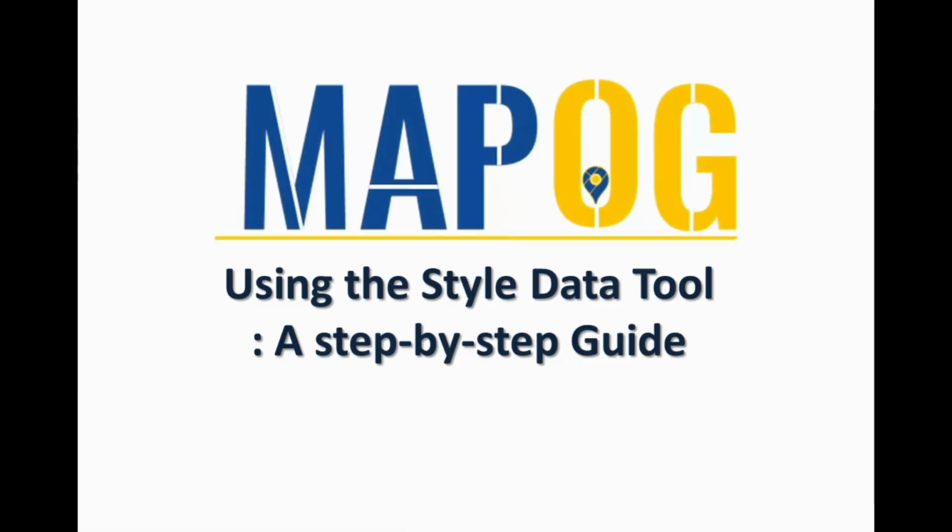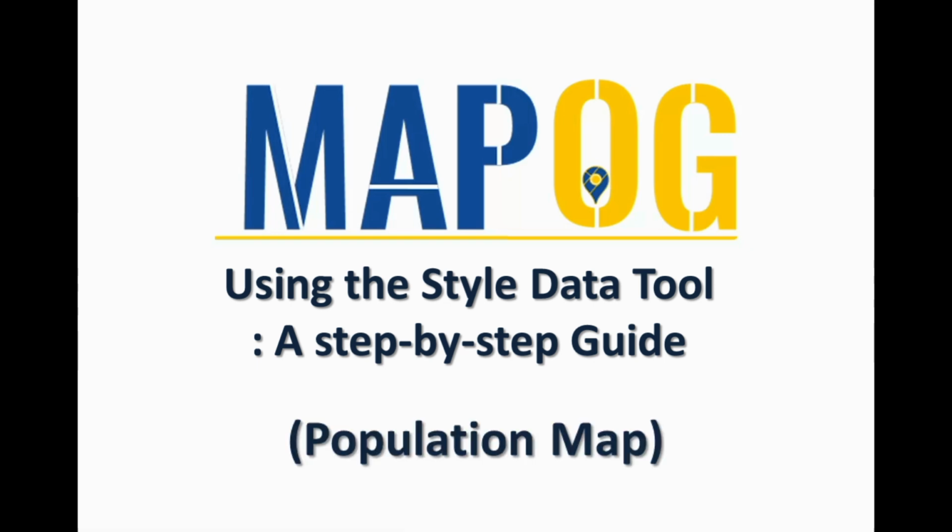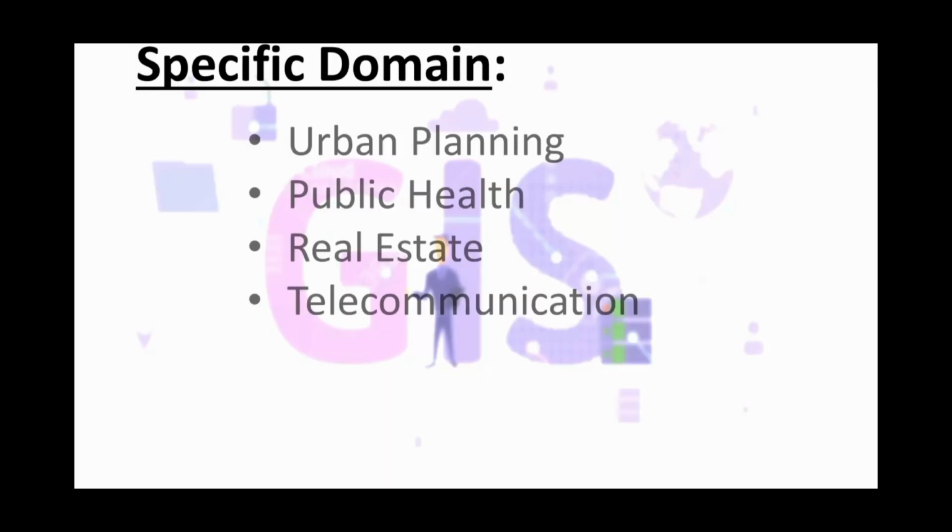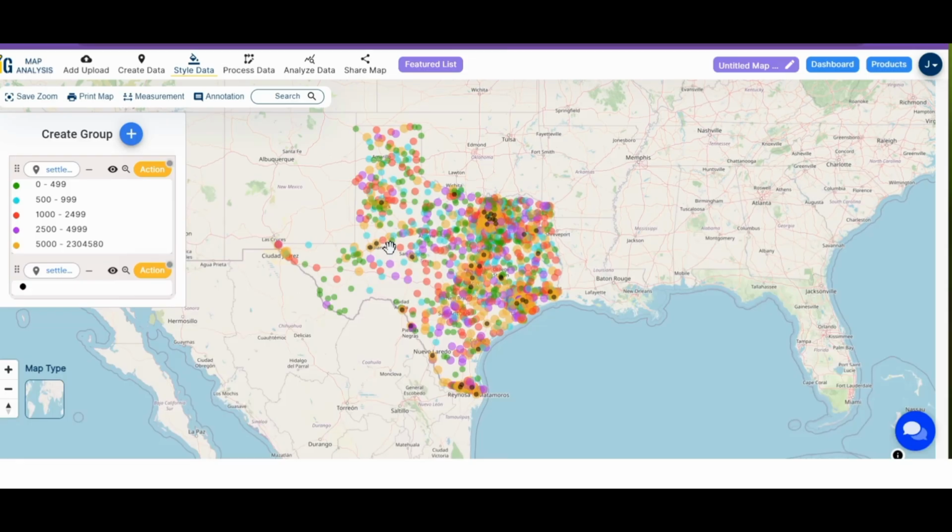Welcome to MapOG. Today we will explore how to create a population range-wise bubble map and apply an area filter to enhance your GIS visualization. Whether you are in urban planning, public health, real estate, or telecommunication, understanding population distribution can inform crucial decisions in your domain. Before we begin the tutorial, let's take a sneak peek at the final result.